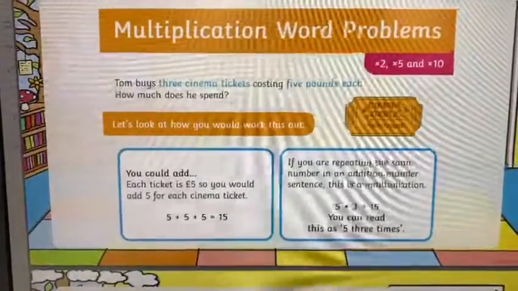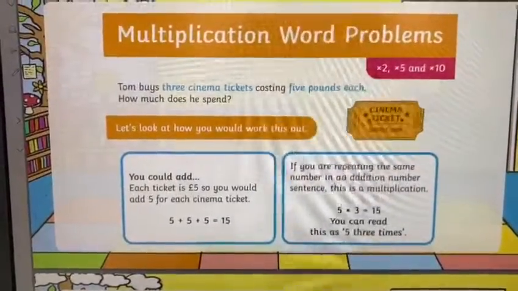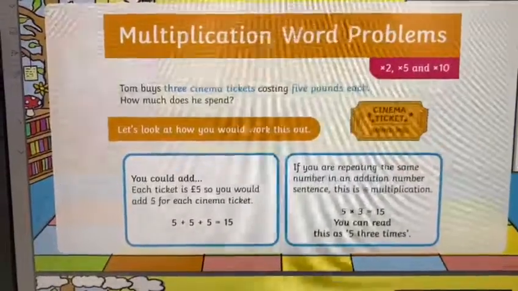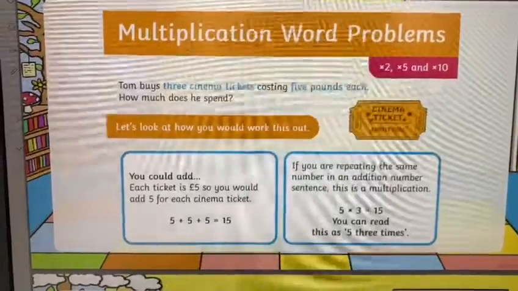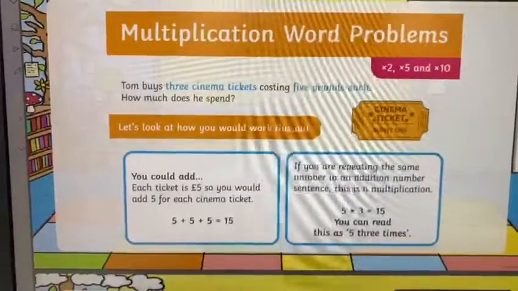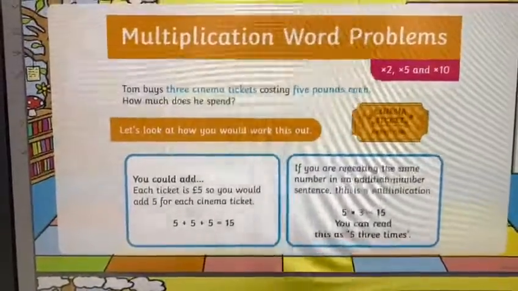So you're going to read the questions. So Tom buys 3 cinema tickets costing £5 each. How much does he spend? If you can talk with an adult or an older sibling, then that would be great, and talk about how you would get there. Once you've done this, you can then look at the answer that they've given you.